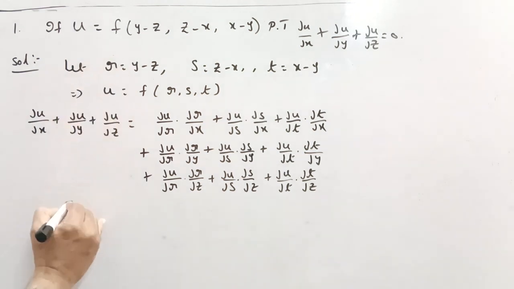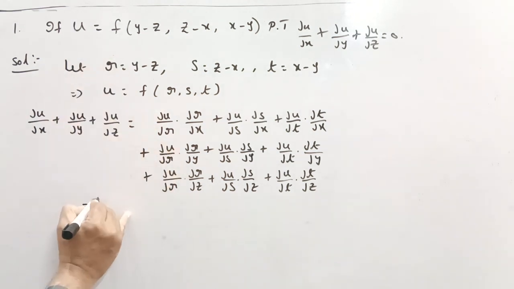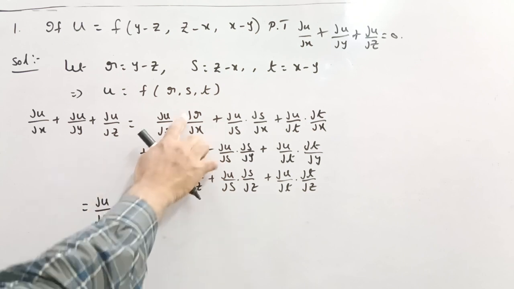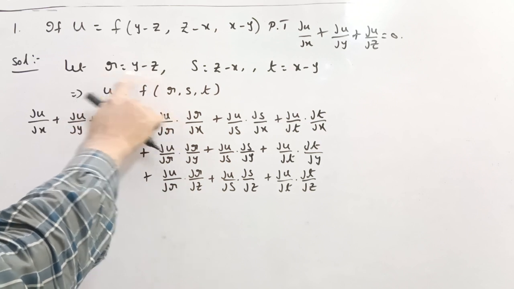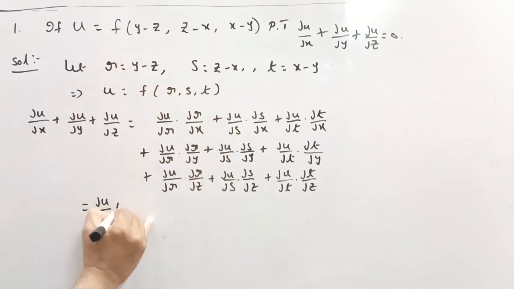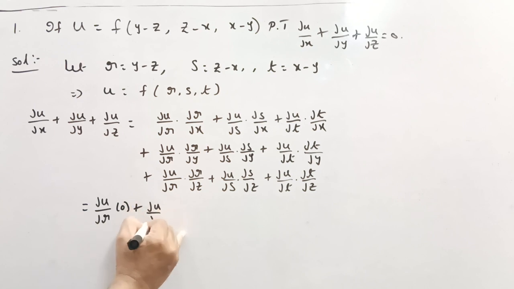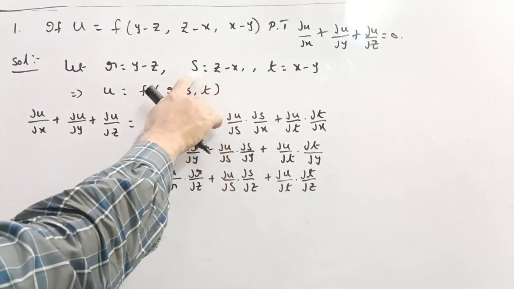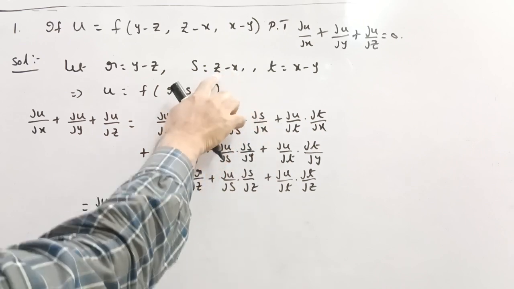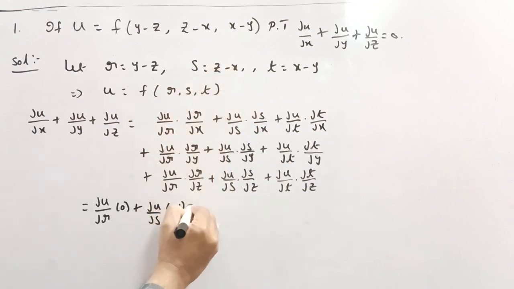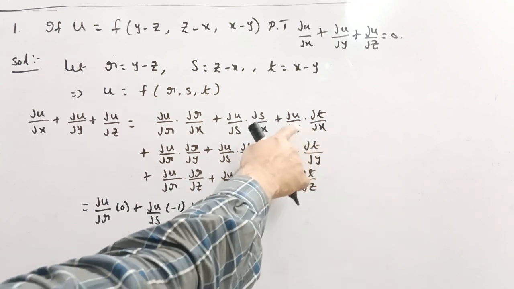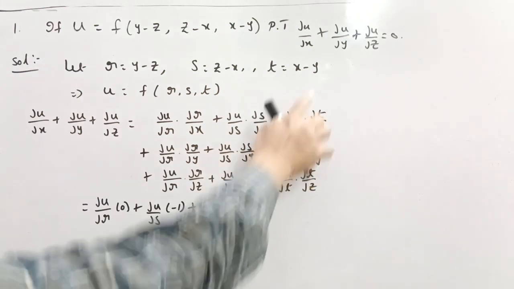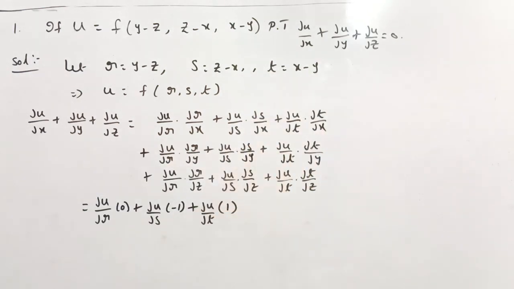Now substitute the values. So this is equal to ∂u/∂r, which is as it is, into ∂r/∂x. r is y minus z, right? We have to differentiate r with respect to x partially. There is no x here, so it becomes 0. Plus ∂u/∂s into ∂s/∂x. So we have to differentiate s with respect to x. z is 0, x is minus 1. Plus ∂u/∂t into ∂t/∂x. Here x is 1 and the differentiation of y with respect to x is 0, no need to write. Clear?